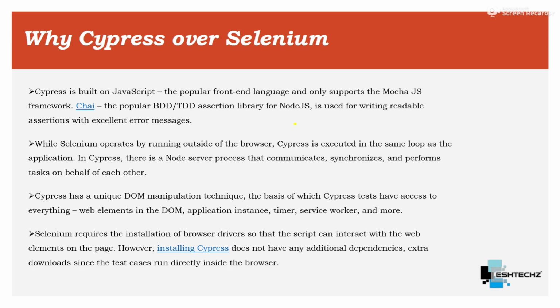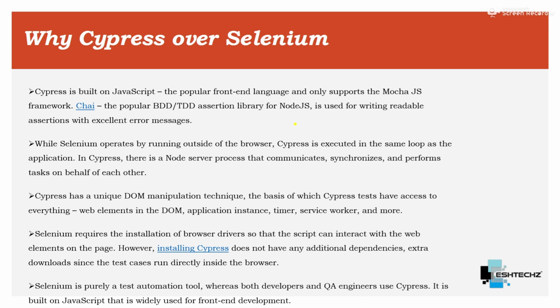We also need to make sure that we have sufficient jars or dependencies if we have Maven projects. But in the installation of Cypress, we don't need to take care of anything because we don't have any additional dependencies or extra downloads, since the test cases run directly inside the browser in Cypress. Selenium is purely a test automation tool, whereas Cypress is used by both developers as well as QA engineers, and it is built on JavaScript, which is widely used for front-end development. And one more thing, we can do API testing as well through Cypress, which I will show you in our upcoming videos.